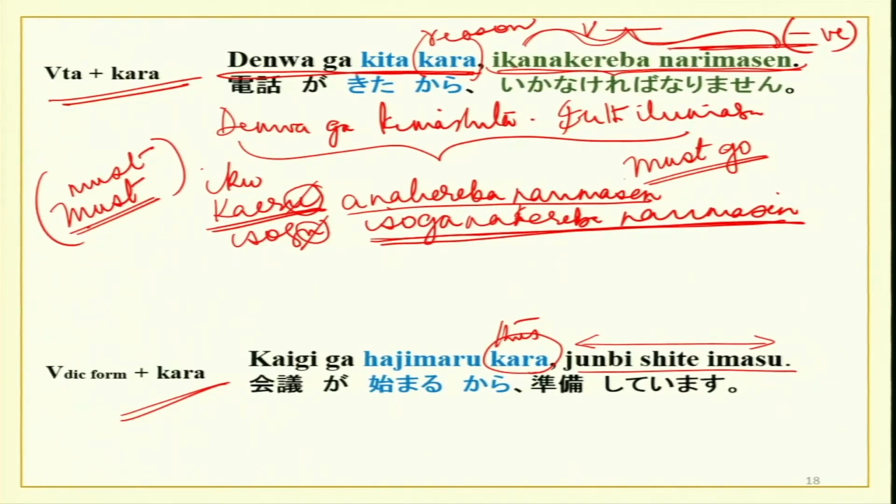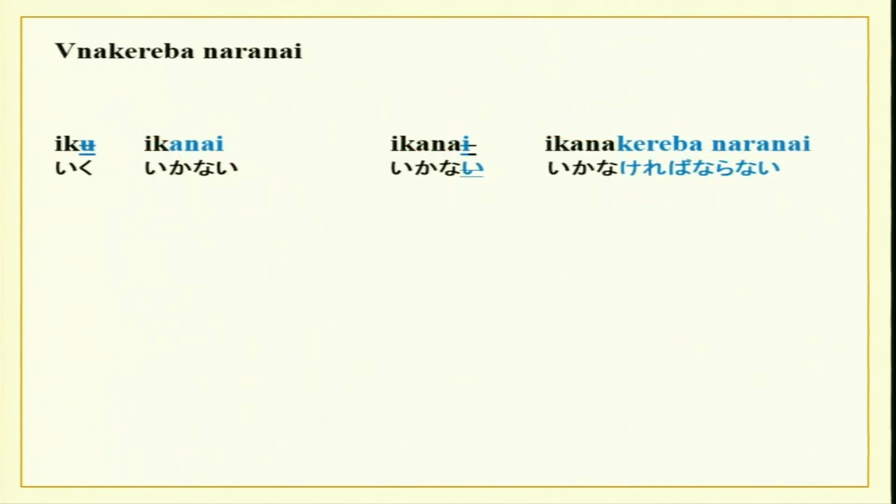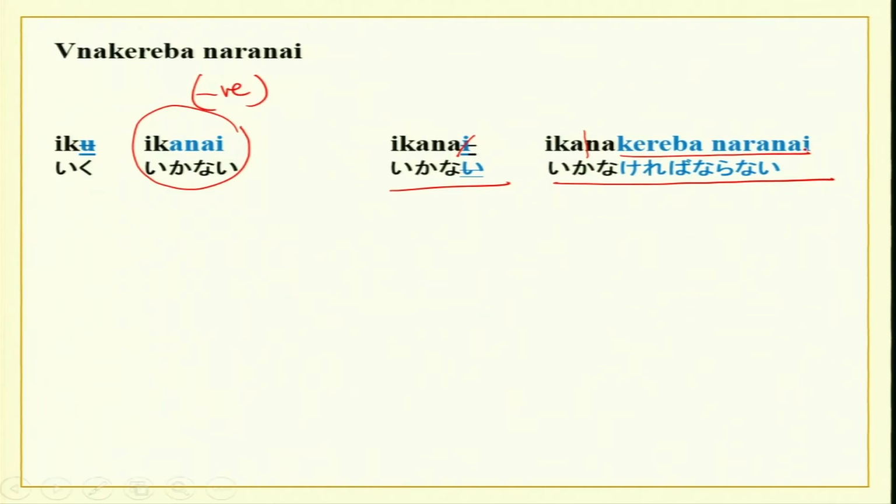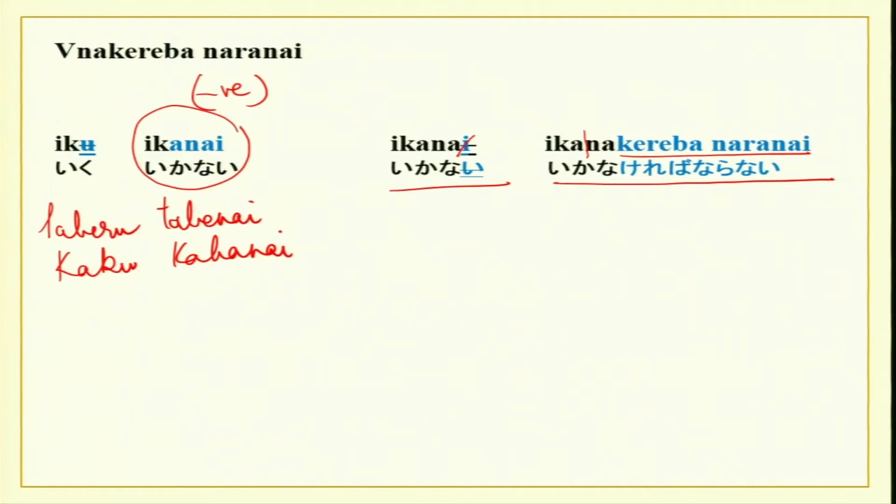Now, we will see more of this, but before that, let us quickly do nakereba narimasen properly. So, iku, ikanai, where is it coming from? Ikanai, from the negative, and ikanai, remove the i and put nakereba narimasen or kereba narimasen, whichever you want you can put. You can use taberu, tabenai, kaku, kakanai, remove the i and put kereba narimasen. So, kakanakereba narimasen, tabenakereba narimasen.